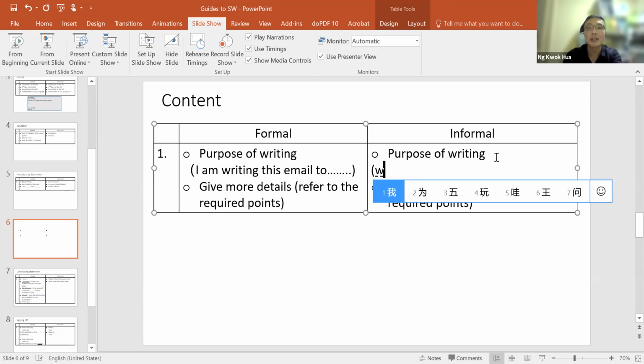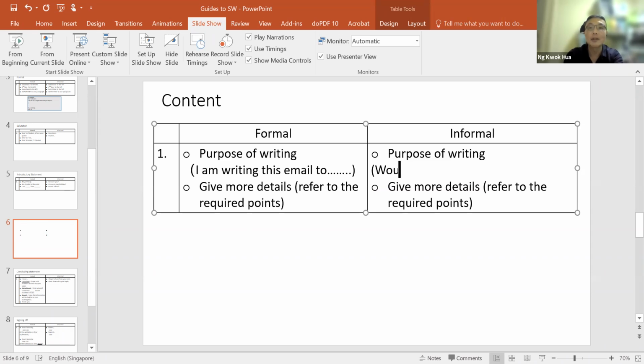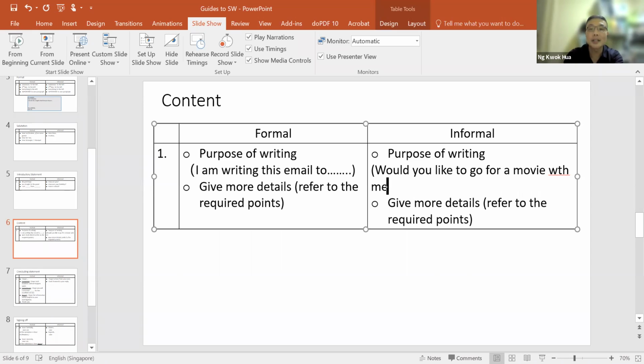So for informal, please... Oh, my keyboard. "Would you like to go for a movie?" Something like this. Okay. So my keyboard has some issues tonight. "Would you like to go for a movie with me?" So you first start off by saying, how are you? How was your holiday? Would you like to go for a movie with me? This is the purpose of writing.